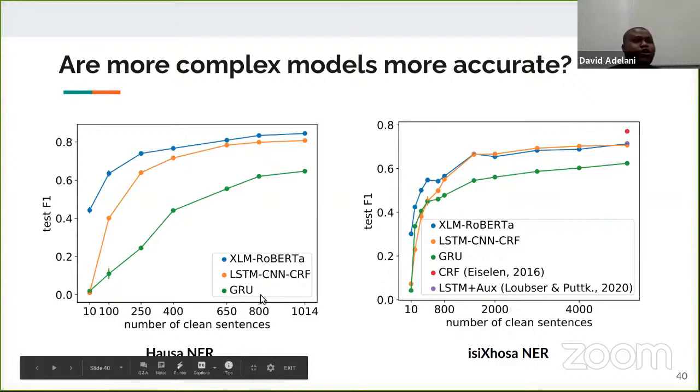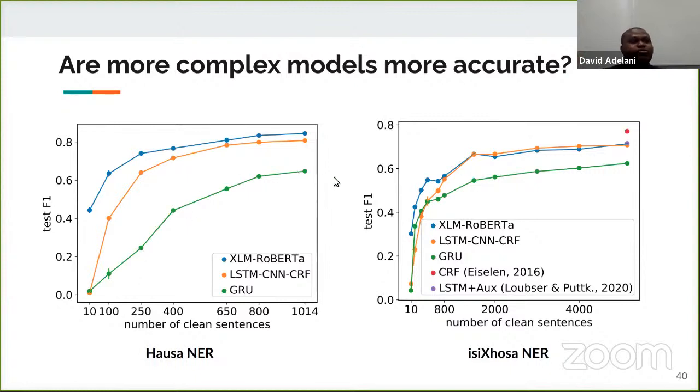this figure. So if you use a very simple model, GRU, we have this trend that the more sentences you have, of course, the performance improves over time. And if you use a more complex model like the LSTM-CNN-CRF, we even have a better performance. And with XLM-RoBERTa, we have a superior performance.